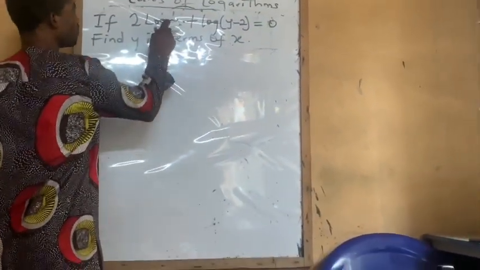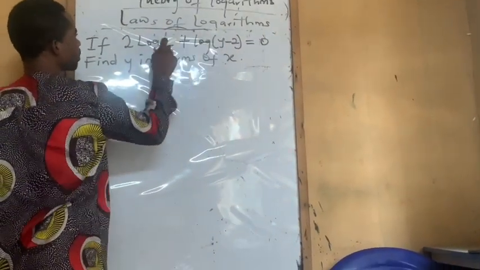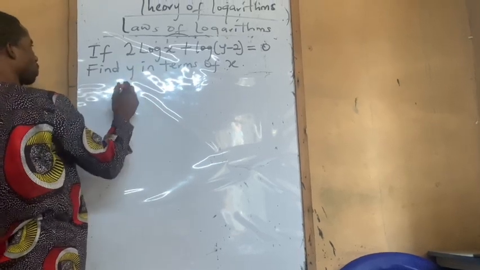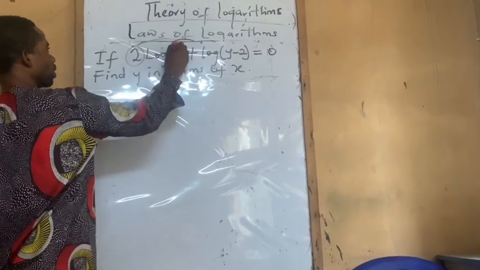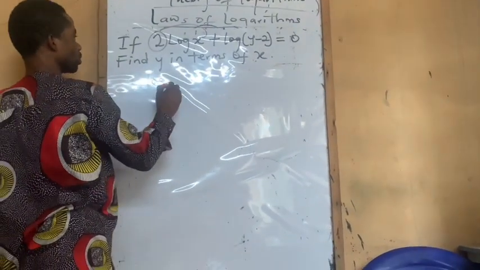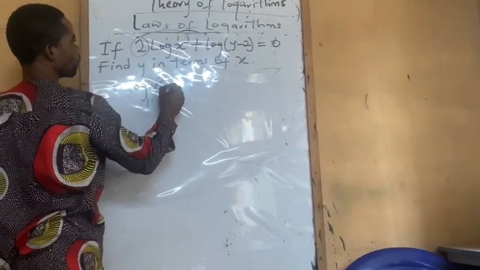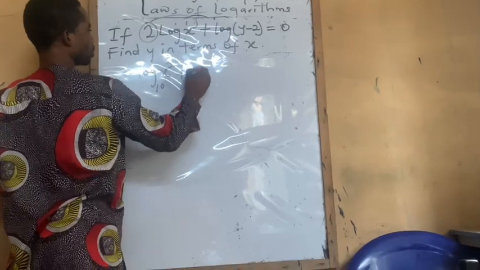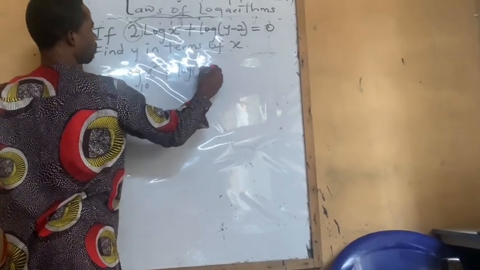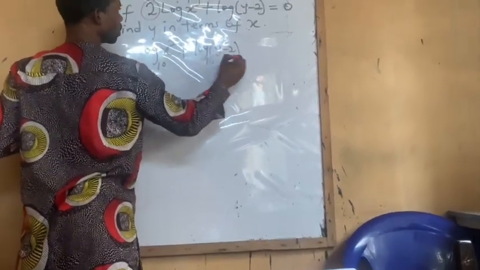According to the law, they don't have a base. That means they have the natural base called base 10. So I can just bring this back here. That means log x raised to the power 2 base 10 plus log y minus 2 base 10 equals.